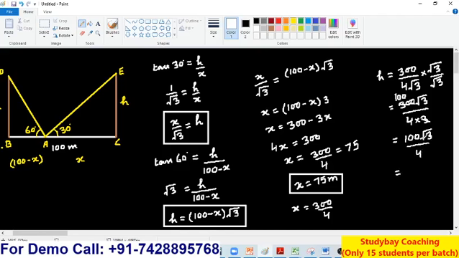So this will be 1.732 into 100, that is 173.2 upon 4. You can simply go ahead and calculate this value. 173.2 upon 4 is around 43.3 meter. Now it is already mentioned in the question that the height of both the poles is the same. So this is 43.3 meter in height. Fine.